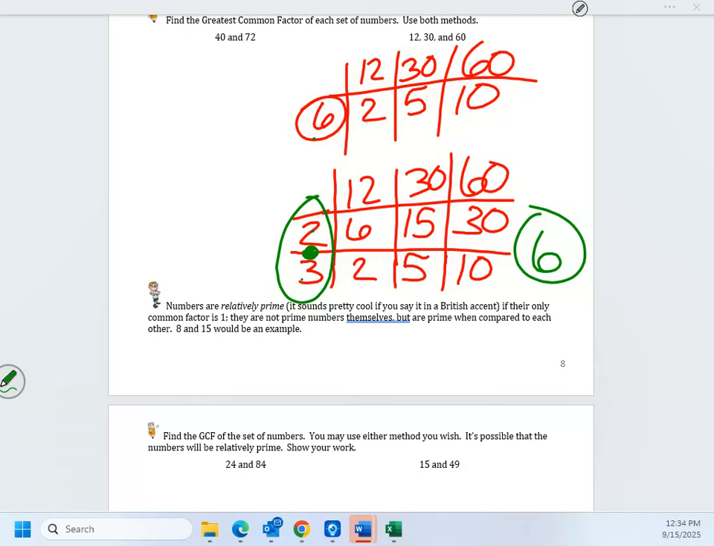So numbers are called relatively prime. Sounds pretty cool if you say it with a British accent. I'm not good with accents, but Mr. Schultz, he's good with those accents.